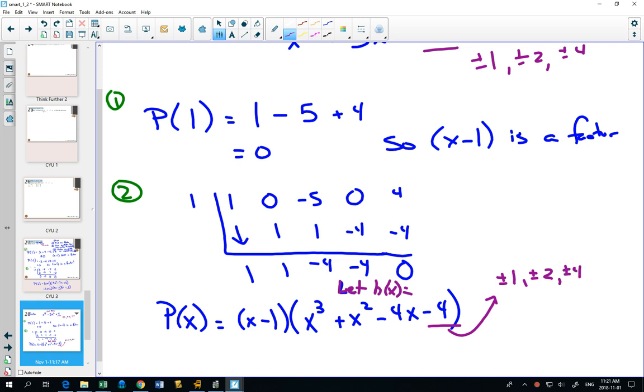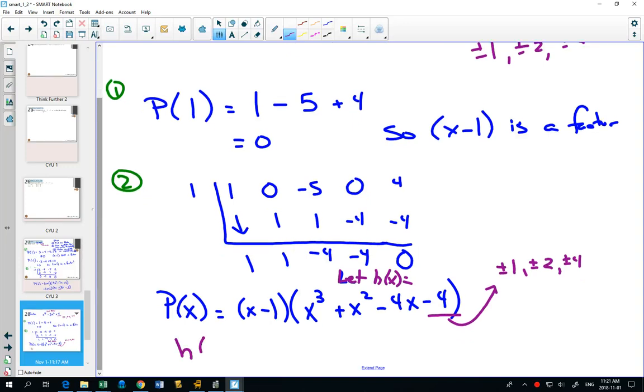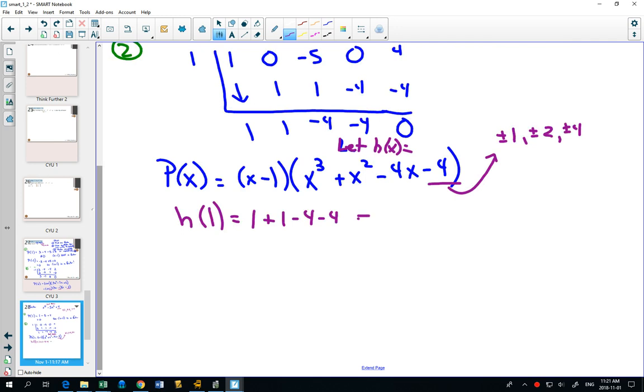What number do you want to start with? 1. So now you try h of 1. That would be 1 plus 1 minus 4 minus 4. Does that equal 0? No. That means x minus 1 is not a factor again. What number would you like to try next? We've tried positive 1. You want to try negative 1? Negative 1 cubed would be negative 1. Negative 1 squared is positive 1. Negative 4 times negative 1, positive 4 minus 4. Does it equal 0? Yes.